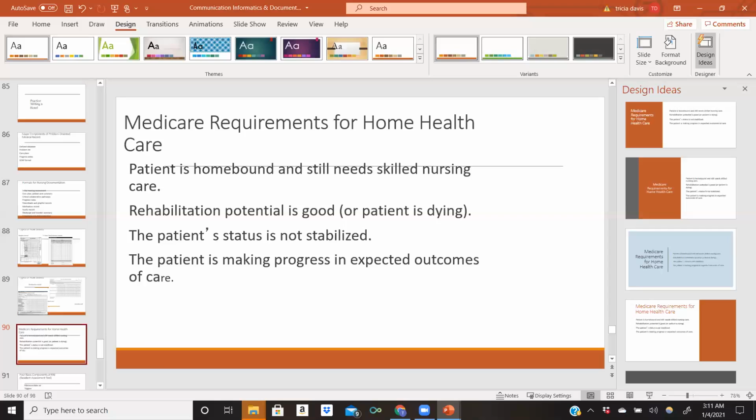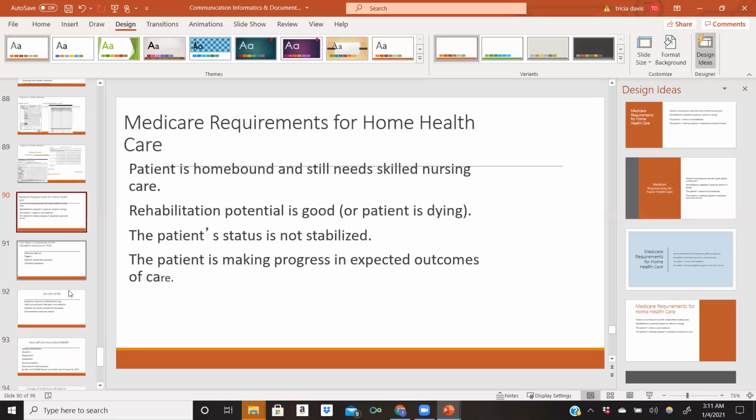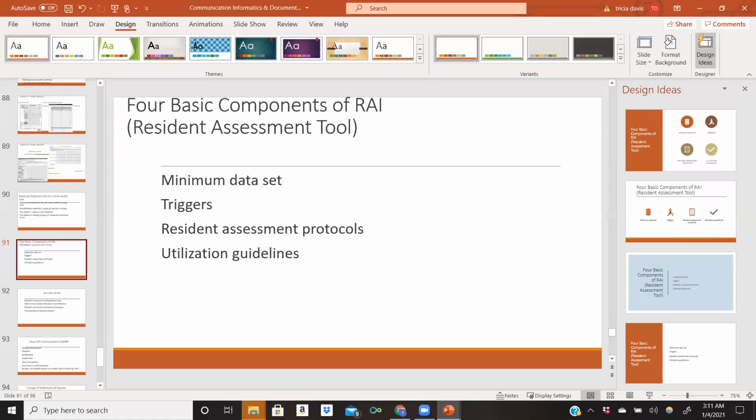And then we want the patient to be making progress in his expected outcomes of care. So the patient's going to continue having home care. We're going to continue applying that skilled nursing care, but we want our patient to be progressing in the right direction. We've set expectations and outcomes for them. They're achieving them, but it's just taking a little bit longer. So we talked about those RAIs in the long-term care facility. Now the components of those assessment tools.